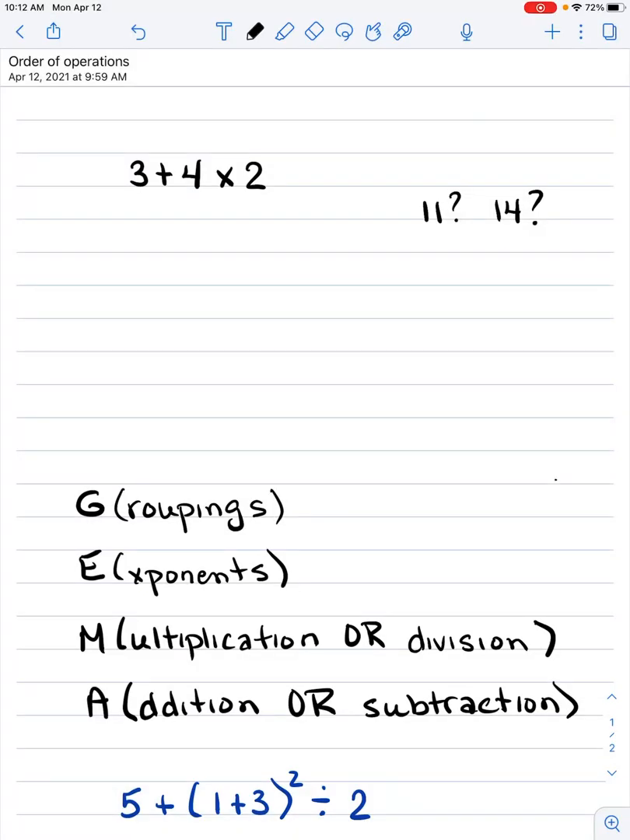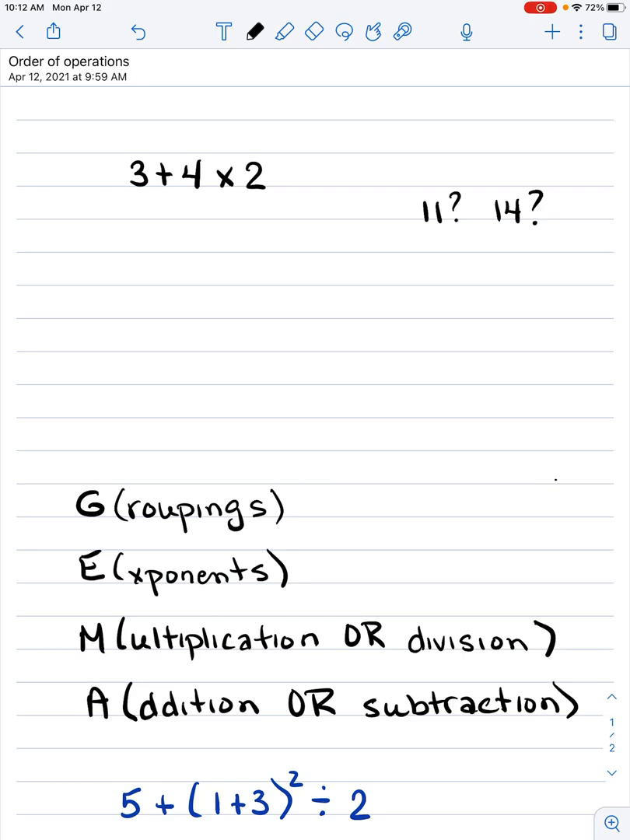Let's talk about order of operations. If you look at our expression here, and remember, a numerical expression is just a collection of operations and numbers. That's why we call it numerical. And we want to evaluate this. So we have 3 plus 4 times 2. Is it 11 or is it 14? You can do it yourself and see.